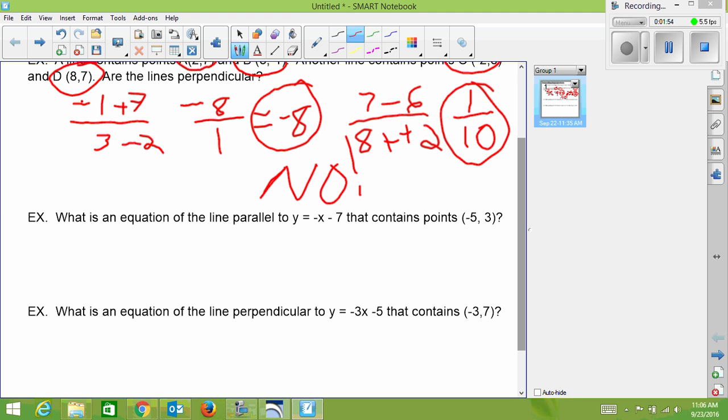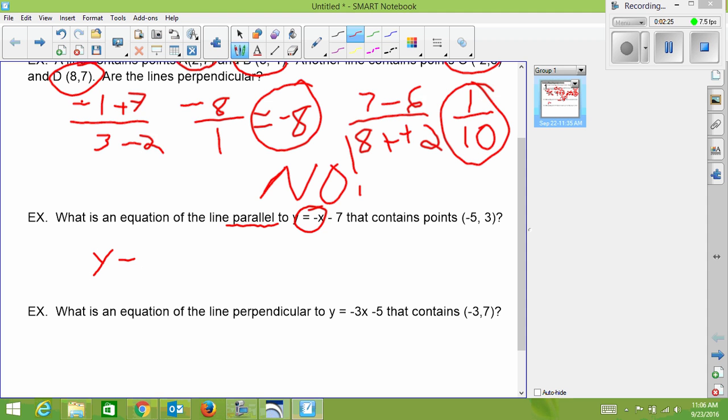What is an equation of the line that is parallel to y equals -x minus 7 that contains point (-5, 3)? So if we go back to our previous knowledge and remember the fact that we can use the point slope form for this because I have one point and I know the slope, because it's saying parallel, it's the same slope as right here. What's in front of the x is always the slope. It's a -1. So my slope for this one would be -1 also.